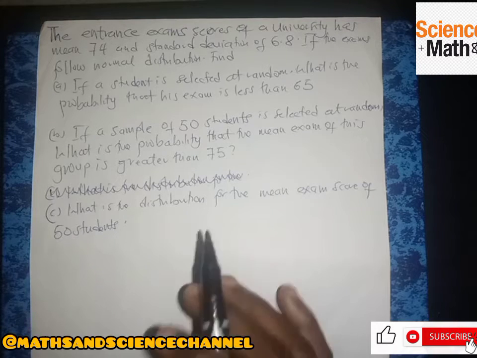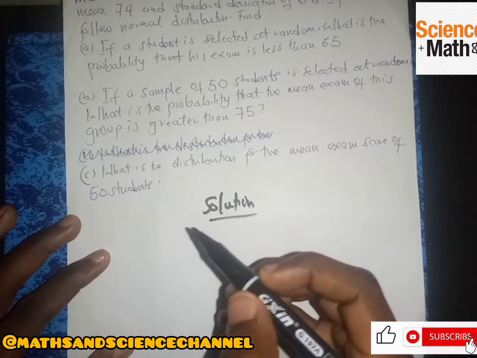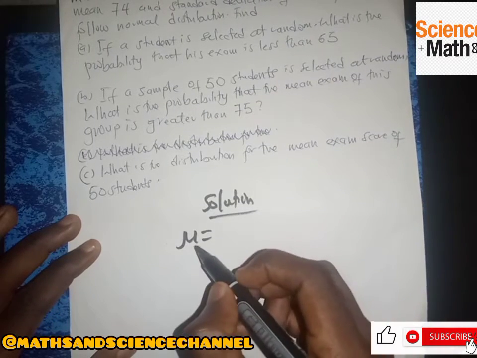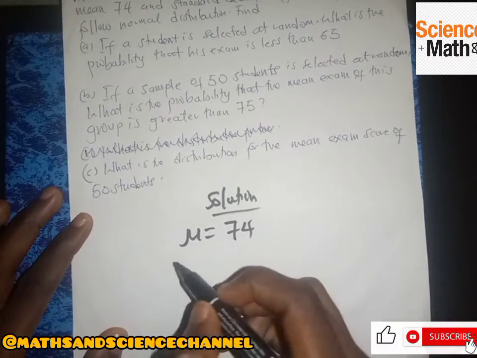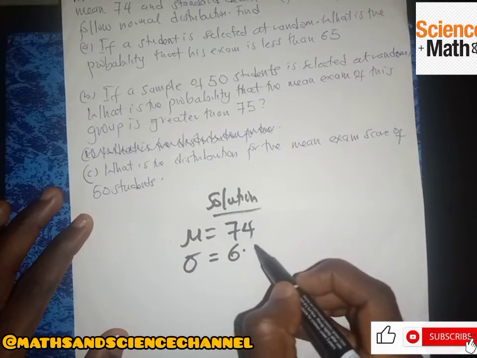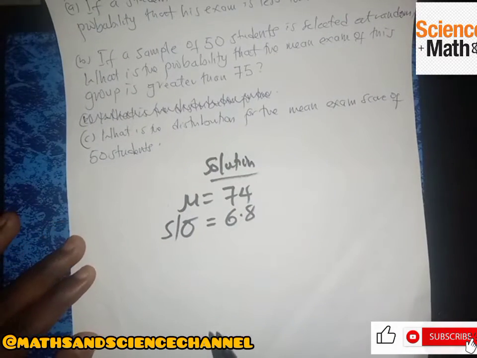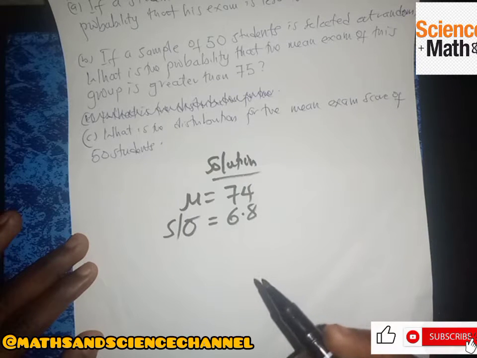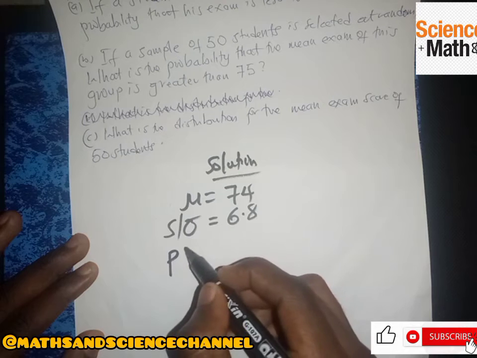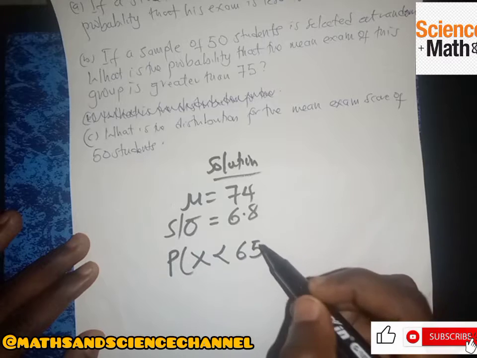So let's write out the values that we are given. We are given the mean, which is mu, the population mean, 74 here, and then we are given the standard deviation here to be 6.8. And the exam follows a normal distribution, and the first question says that a student is selected at random, what is the probability that his exam score is less than 65? So that is what we are looking at in this case.